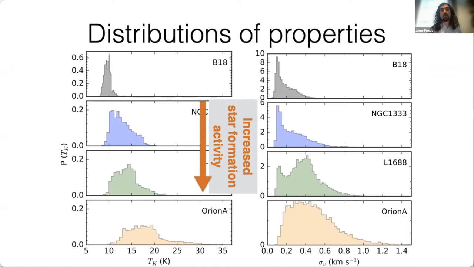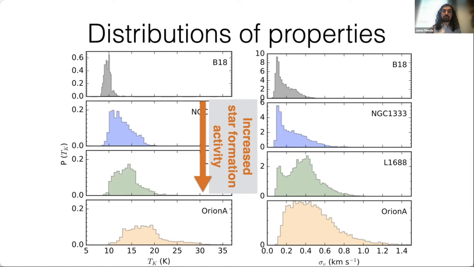On the left-hand side, you can see that in the very quiescent region, the temperatures are very low, around 10K. Once you start to see the cloud and the feedback from the nearby objects, from the embedded protostars, you start to have an increase in the temperature going up to 15, even 20K in some regions, like in NGC 1333. In Ophiuchus, we see that now the distribution is broader and the peak shifts in terms of temperature. While in Orion, there is a very strong tail that goes up to 30 something kelvins.